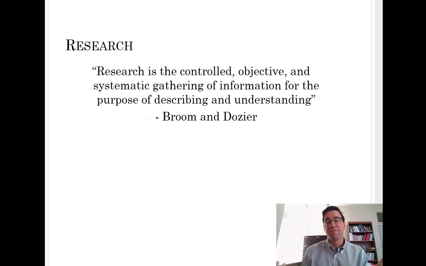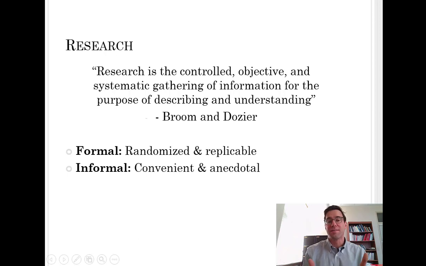So Broom and Dozier offer a really helpful definition of research by suggesting that it's the controlled, objective, and systematic gathering of information for the purpose of describing and understanding. So just to differentiate a few different types of categories, I know that there are multiple research methods, classes, and concepts introduced in this program, but just as a brief reminder, formal research is randomized and replicable. So for me, I think about, is every member of the population able to be asked? Does every member of that population have an opportunity to participate? Are we targeting every member? If so, then we can suggest that the research is replicable.